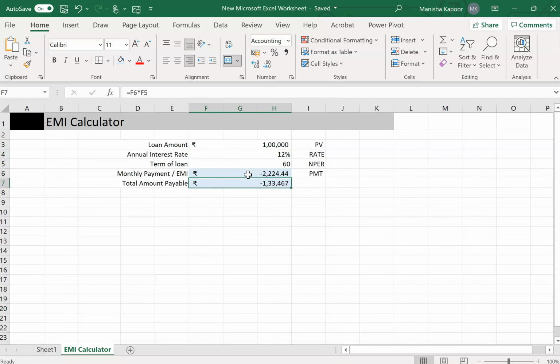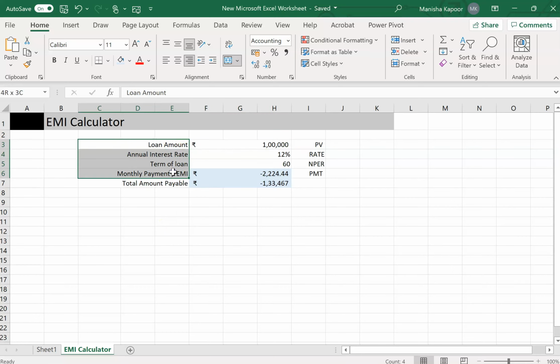Okay, so that is the EMI calculator. That is how you can calculate the monthly payments. One more thing is that if you have any 3 of these 4 things, you can calculate the 4th one.